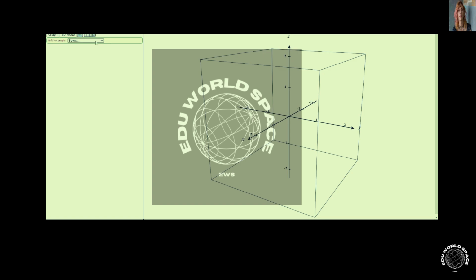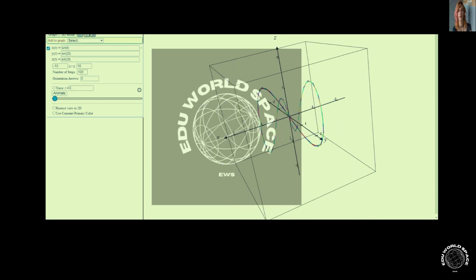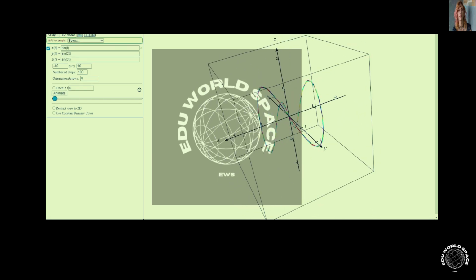So if we want to do a parametric curve, we come over here and click space curve, and then we just type it in. It would be sine of t for x, sine of 2t, and then sine of 3t. Then I'll just come over here, hit this, and you can see that is going to be our curve. You can see how it loops around.